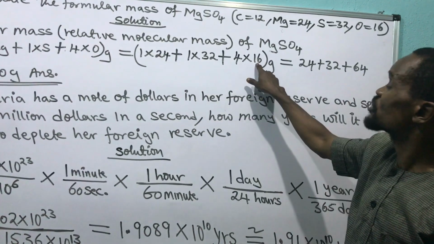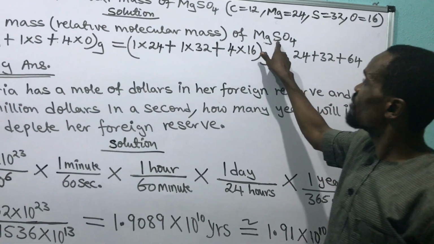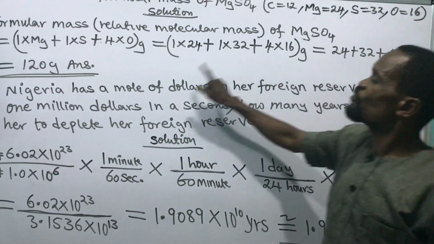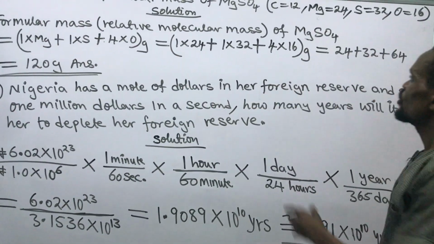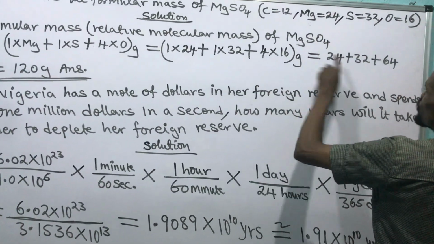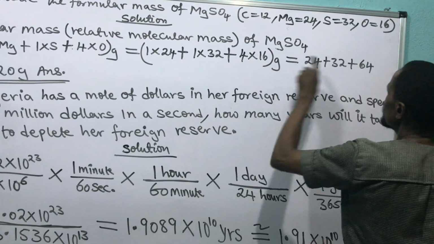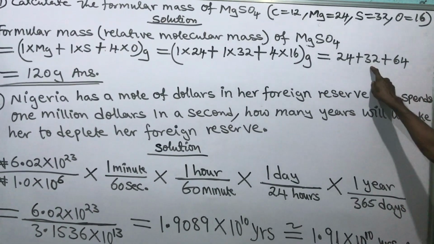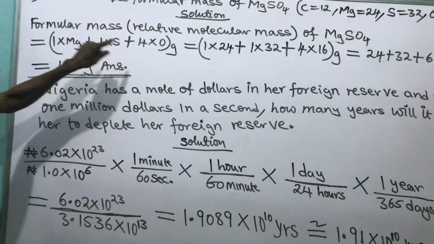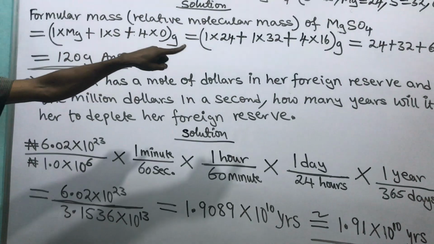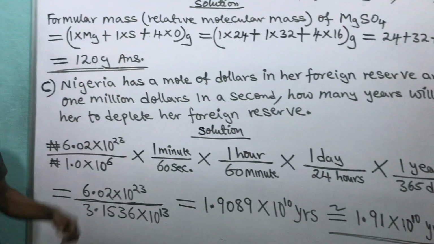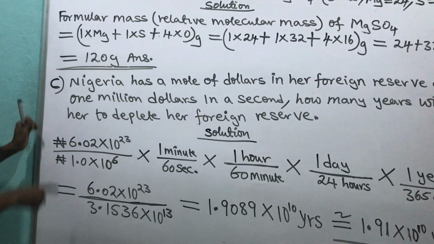Look at this oxygen. I'll remove it and put 64, 16. Then I've removed the sulfur and put 32. I've removed Mg to put 24. Then 1 times 24 will give me 24. 1 times 32 will give me 32. 4 times 16 will give me 64. This plus this plus this will give me 120 grams. That means the relative or formula mass of MgXO4 is 120 grams. That's my answer. Then I will come to question C.